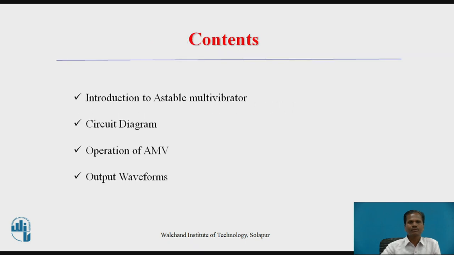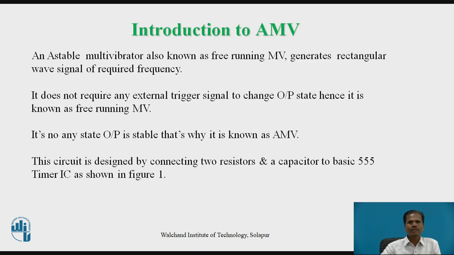These are the contents of my today's presentation. An Astable Multivibrator, also known as free-running multivibrator, generates a rectangular wave signal of required frequency. This multivibrator does not require any external trigger signal to change the state of output signal. Hence, it is known as free-running multivibrator. As no state of output signal is stable, that's why this multivibrator is known as Astable Multivibrator.